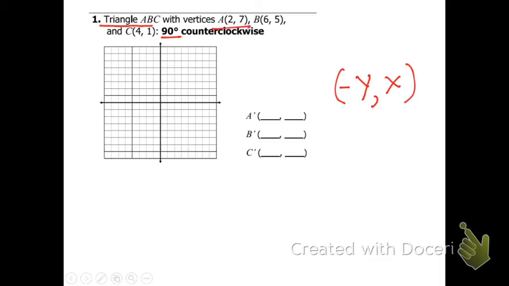So take this A, reverse, change the sign of the first one, -7. B, reverse, change the sign of the first one, and C, reverse, whoops, 1, 4, and change the sign on the first one.